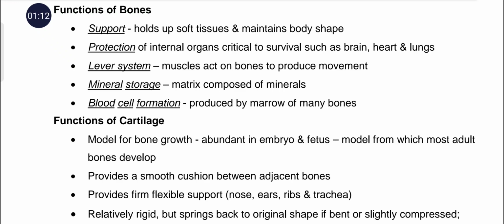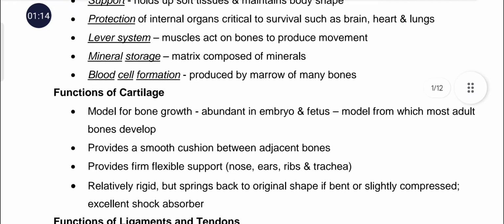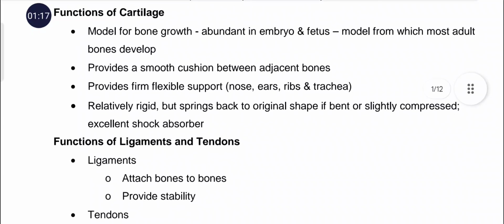Functions of cartilages. Cartilage is a model for bone growth and it is abundant in the embryo and the fetus. It acts as a model from which most adult bones develop. Cartilage also provides a smooth cushion between the adjacent bones. It provides firm, flexible support to the ear, nose, ribs, and trachea.